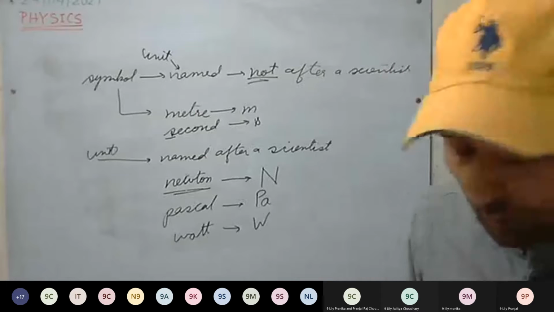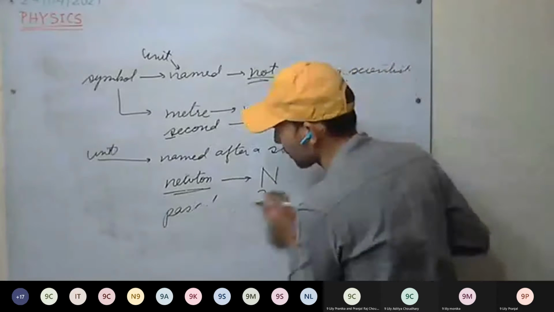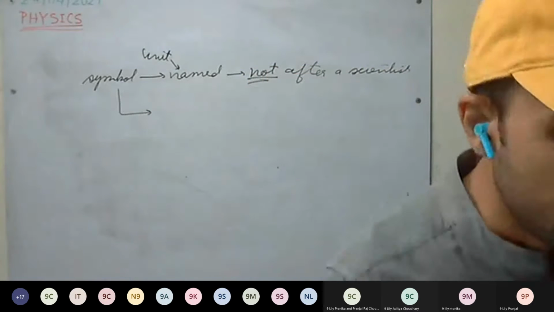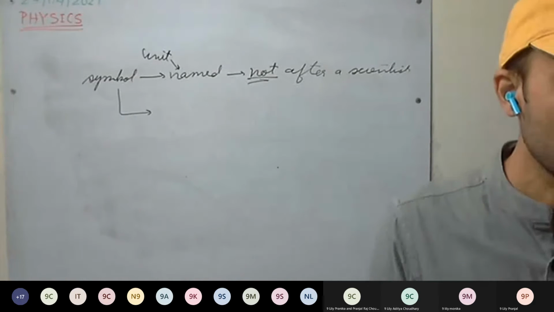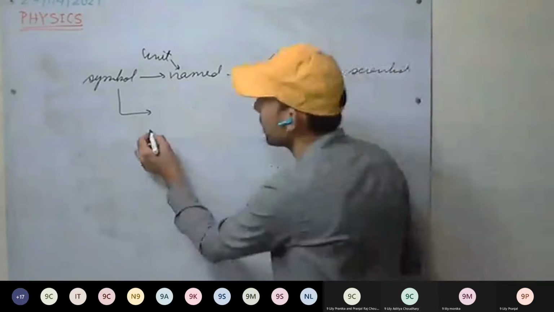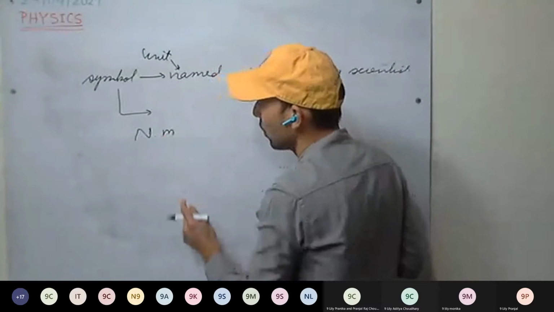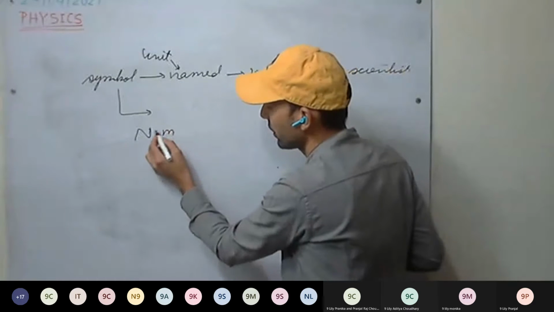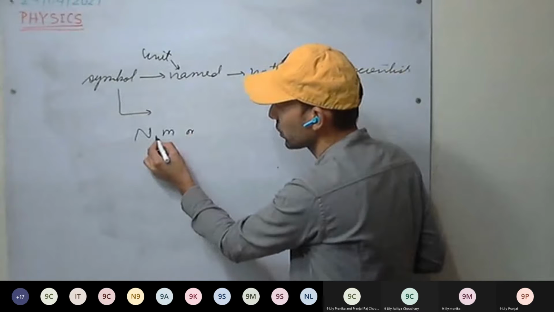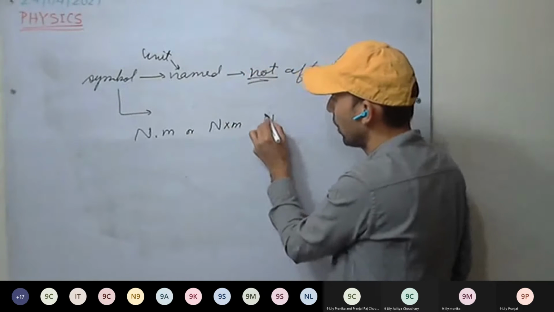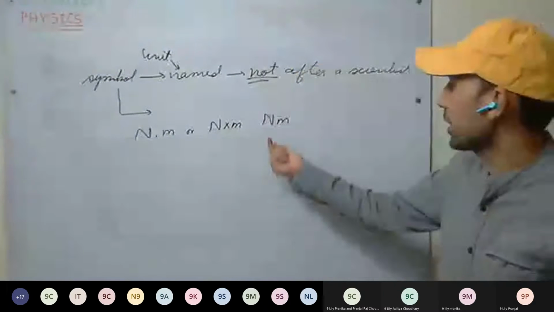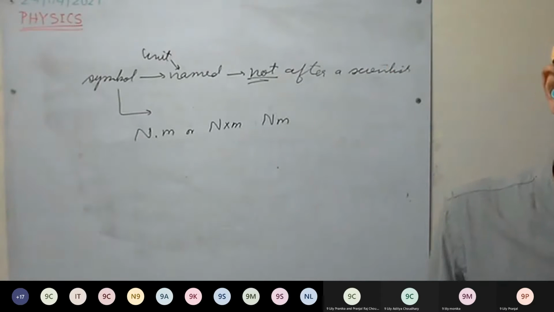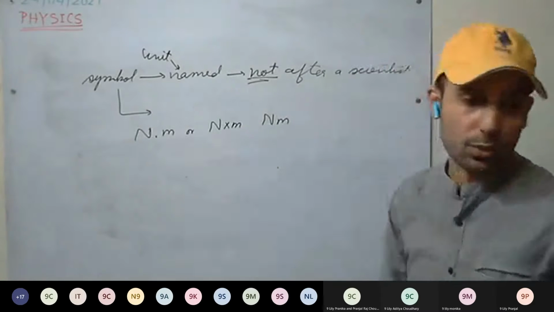Okay. Now, for example, compound units. If we have compound units, for example two or more units, for example torque: Newton meter, force into the perpendicular distance. We can write it like this, or with a dot product, Newton dot meter, or just Newton meter with some space between them. These are compound units. We can write them like this.